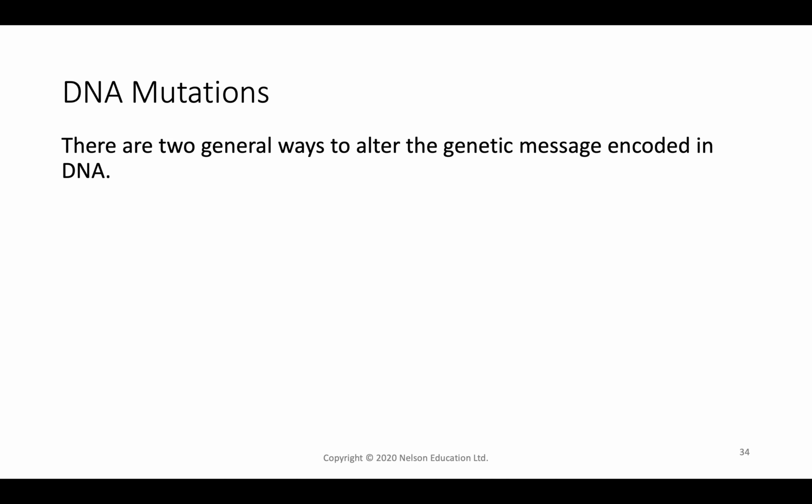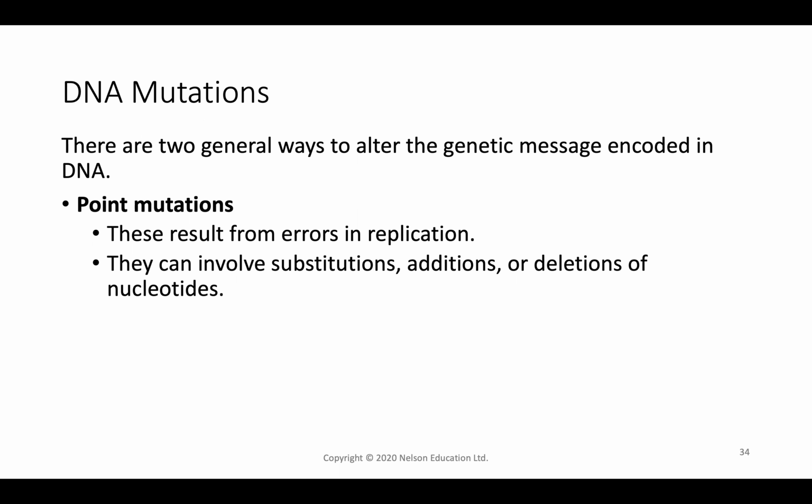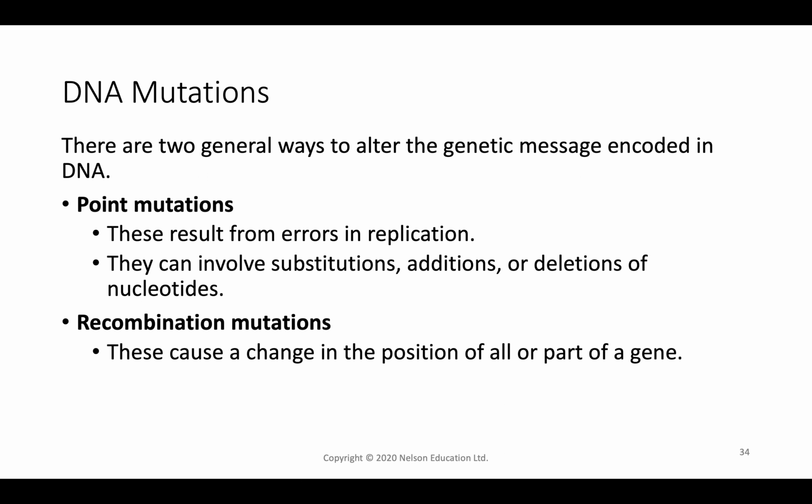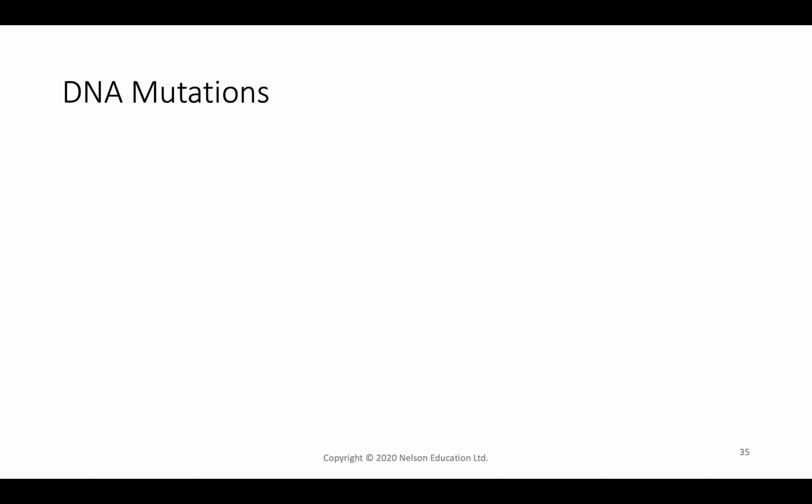Okay, so there are many ways to alter the genetic message. There are two main ways. The first is going to be a point mutation, where we are changing one nucleotide. Usually it happens from an error in replication. It can be a substitution, an addition, or a deletion. But we can also have what's called a recombination mutation, where we can cause a change in the position of the gene, for either all of it or part of it. We can shuffle things around a little bit.